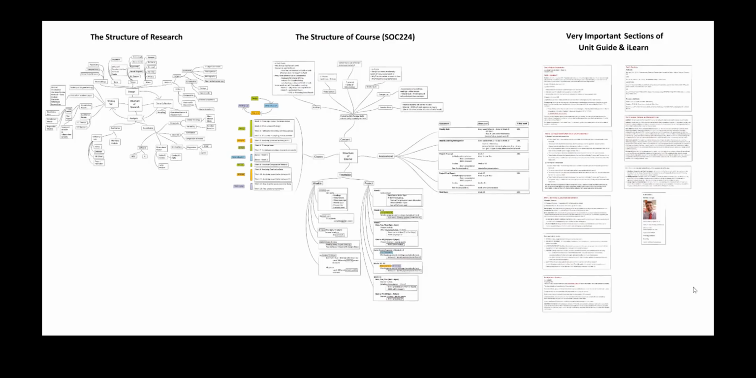But why do research methods? I want to argue to you that there are three big reasons why you are doing research methods, should be doing research methods, and you're going to get something out of it.